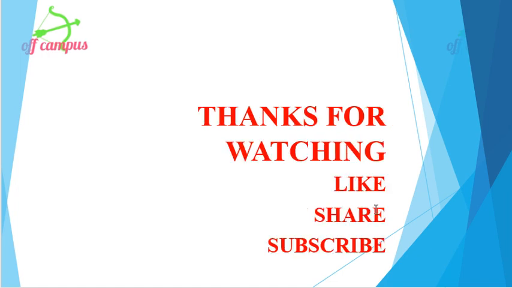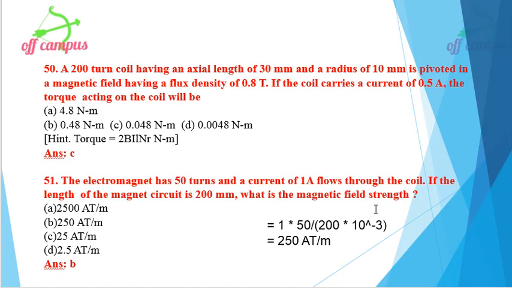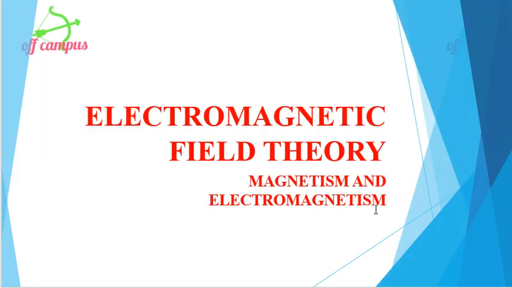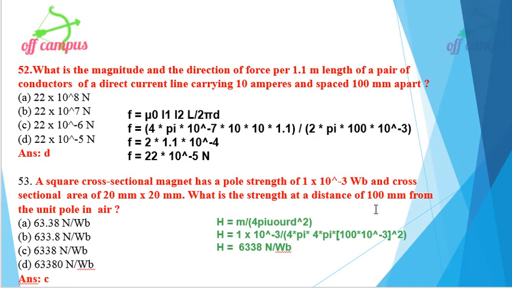Previously we have discussed around 51 MCQs in magnetism and electromagnetism. If you haven't seen those videos yet, kindly check the playlist. Okay, let's go into the video. Questions 1 to 51 we have seen already. Let's start with the remaining problems, question 52.